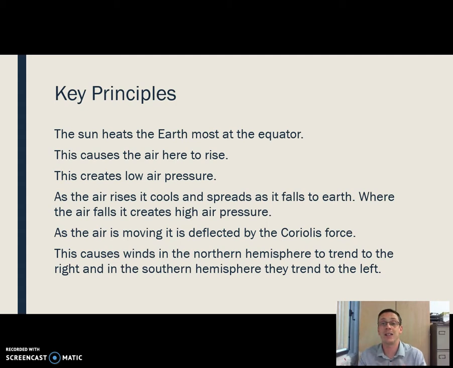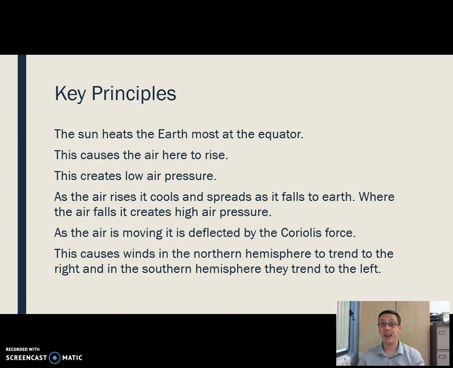Now, as this air moves, it's deflected by the Coriolis force. The Coriolis force dictates that air or fluids that are moving freely in a system like the Earth, which is spinning, will be deflected. In the northern hemisphere, they're deflected to the right, and in the southern hemisphere, they're deflected to the left. These are just some key principles that set up a couple of key facts that we need before we can start to look at the three-cell model.